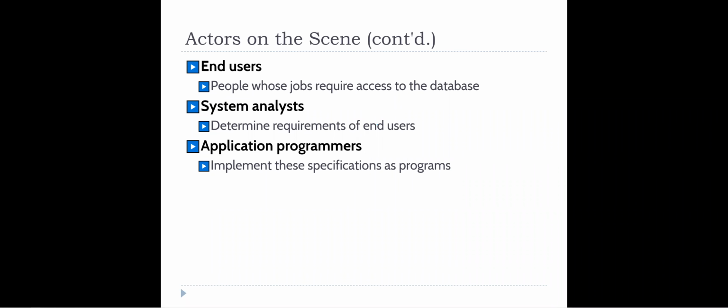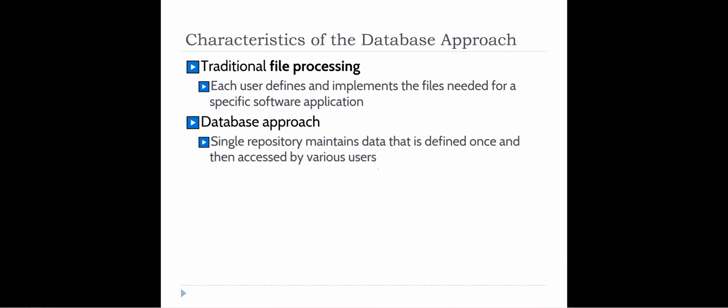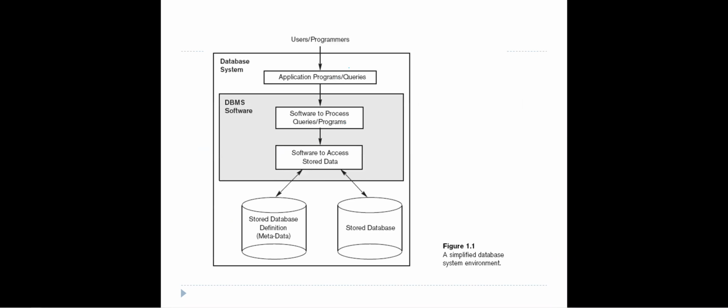So these people just collect requirements, and the people who implement those requirements are called application programmers. System analysts just collect requirements, and application programmers implement those requirements or specifications as programmers. And those programmers, again, will be accessing the database, if you remember in this figure, to change it or to apply the changes.